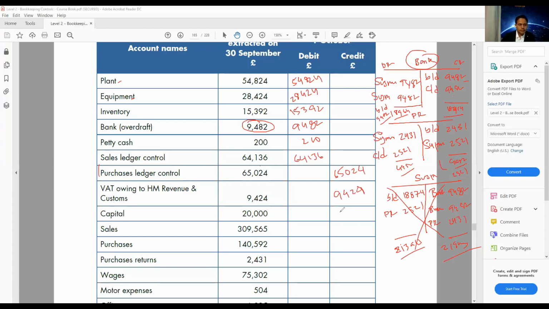Capital is always credit, isn't it? Sales is income, 309. Very well done. 565. Then purchase is debit, 140,592. Purchase return, I'm not going to take it, isn't it? I'm not going to take this figure because I have a new figure now. 2521. That's credit.